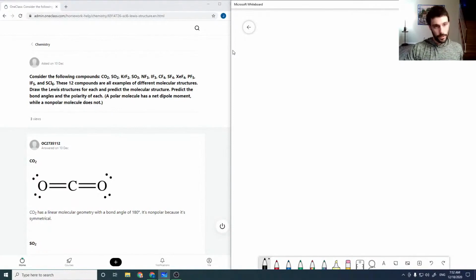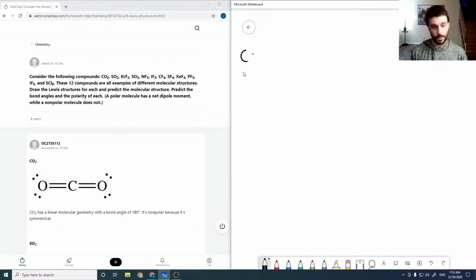Now consider the following compounds. With these 12 compounds, we get different structures. Draw the Lewis structures for each and predict the molecular structure, and predict the bond angles and polarity.